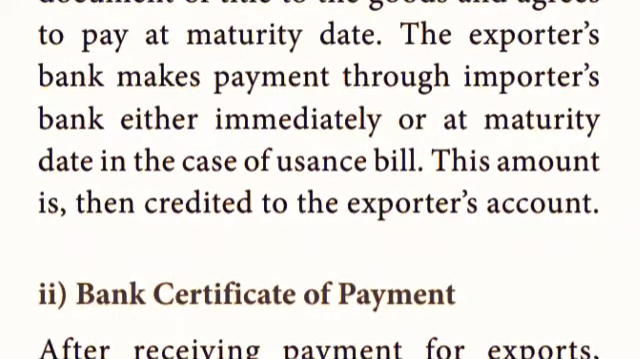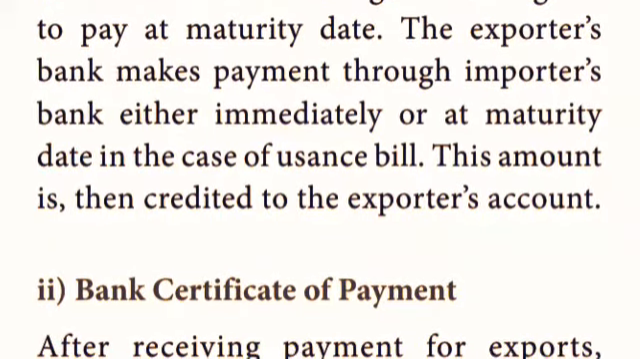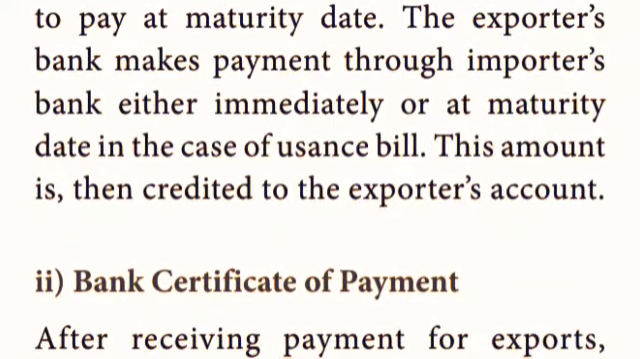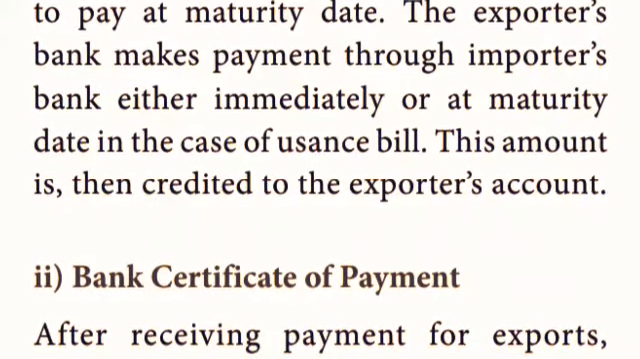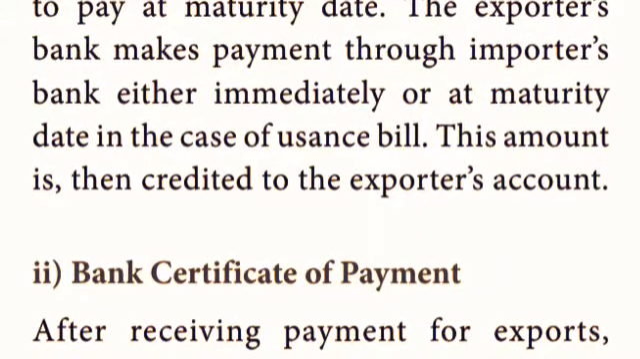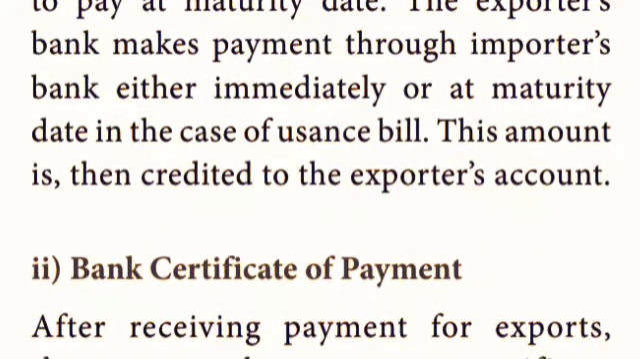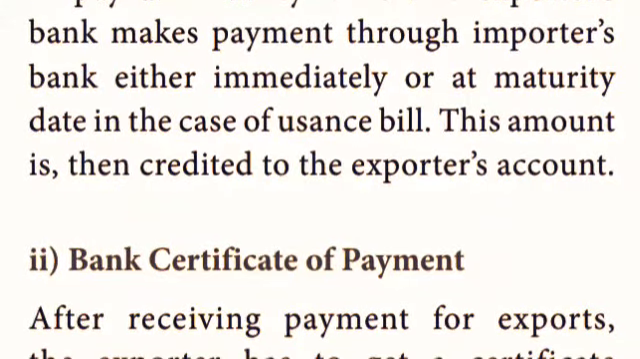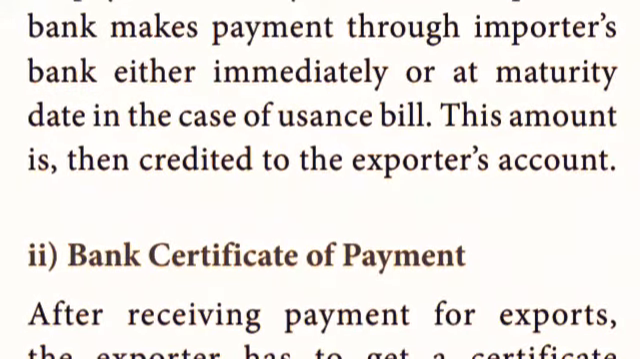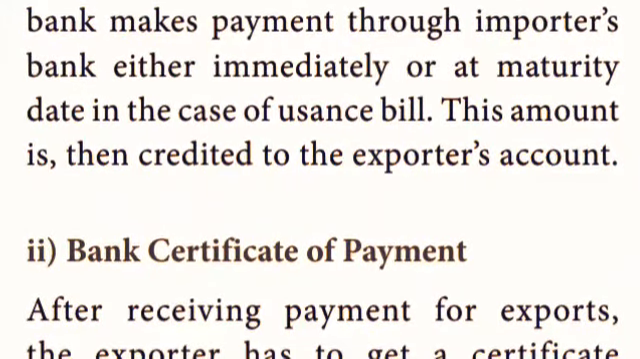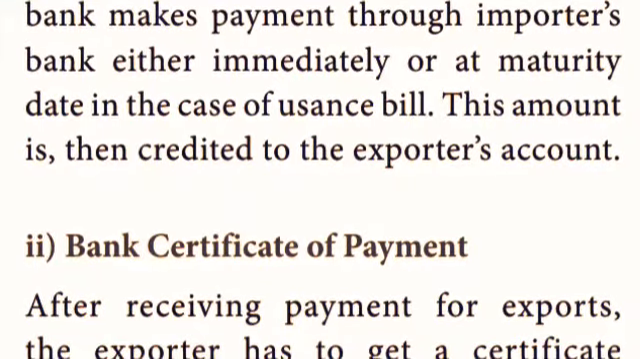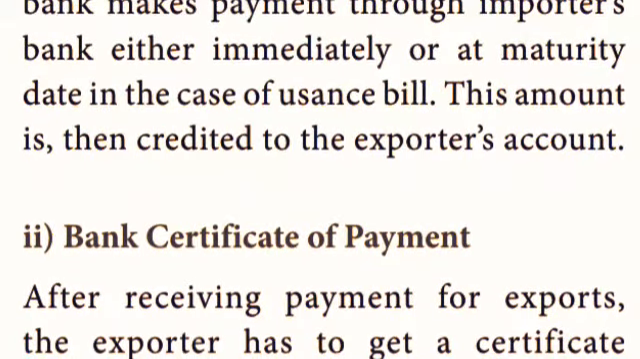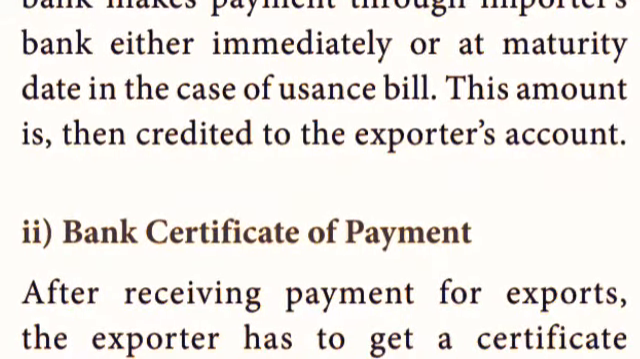The exporter's bank receives payment through the importer's bank either immediately or at the maturity date in case of a usance bill. This amount is then credited to the exporter's account. Whether payment is on acceptance, immediately or at the maturity date, they have to decide. They decide the maturity date, for example, after 1 month or after 15 days you have to pay the money. These terms are already allotted in the rules and regulations, but after the acceptance of the bill they can also frame the maturity date immediately, children. Next one, bank certificate of payment.